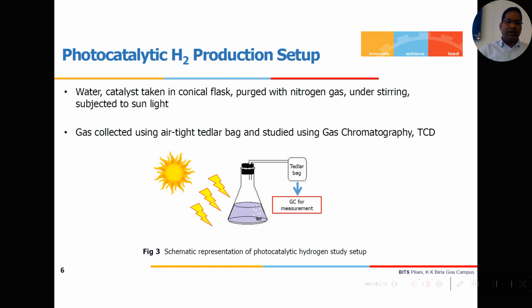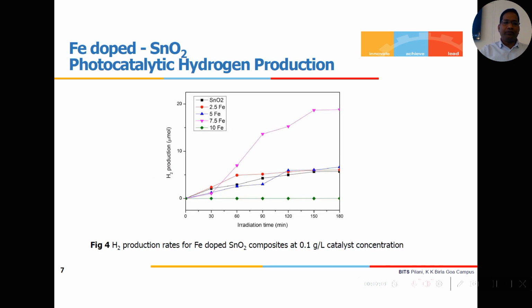Then we use this photocatalyst for hydrogen production. This is the schematic given for the hydrogen production. Water and catalyst are taken in a 250 ml conical flask. We have taken 150 ml of the solution mixture under stirring and subjected to sunlight. Then we collected the gas using a Tedlar bag, which we analyzed using gas chromatography with a TCD detector.